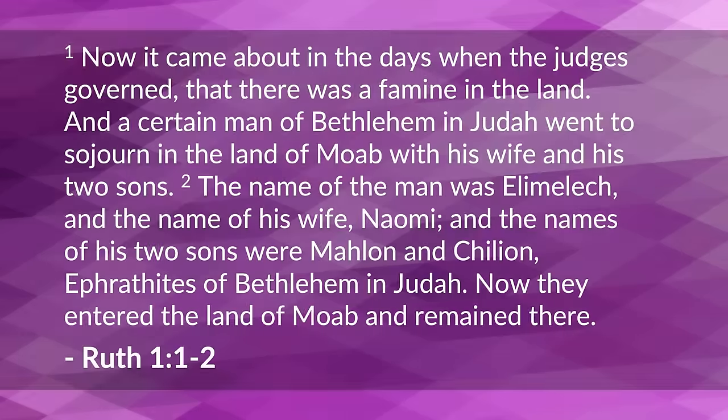And so open your Bibles to Ruth, and we're going to begin reading the first several verses. It says, "Now it came about in the days when the judges governed that there was a famine in the land. And a certain man of Bethlehem of Judah went to sojourn in the land of Moab with his wife and his two sons. The name of the man was Elimelech, and the name of his wife Naomi, and the names of his two sons were Mahlon and Chilion, Ephrathites of Bethlehem in Judah. Now they entered the land of Moab and remained there.